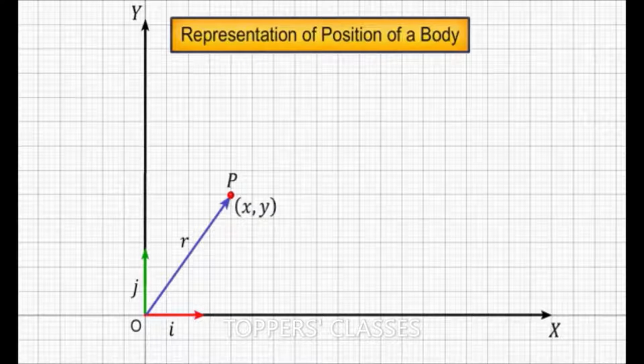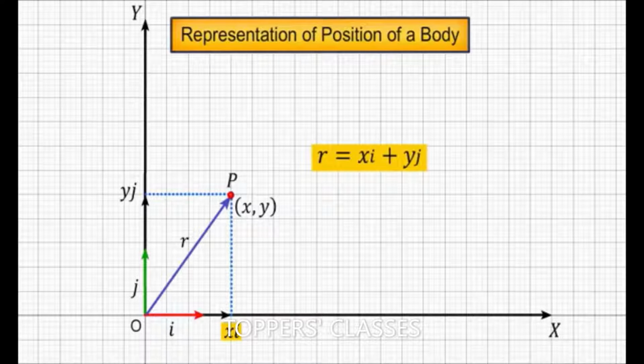From P, draw perpendicular lines to the x and y axis to indicate the x and y coordinates of point P. xi represents the horizontal component of the vector r, and yj represents the vertical component of the vector r. This position vector r is written as r = xi + yj.